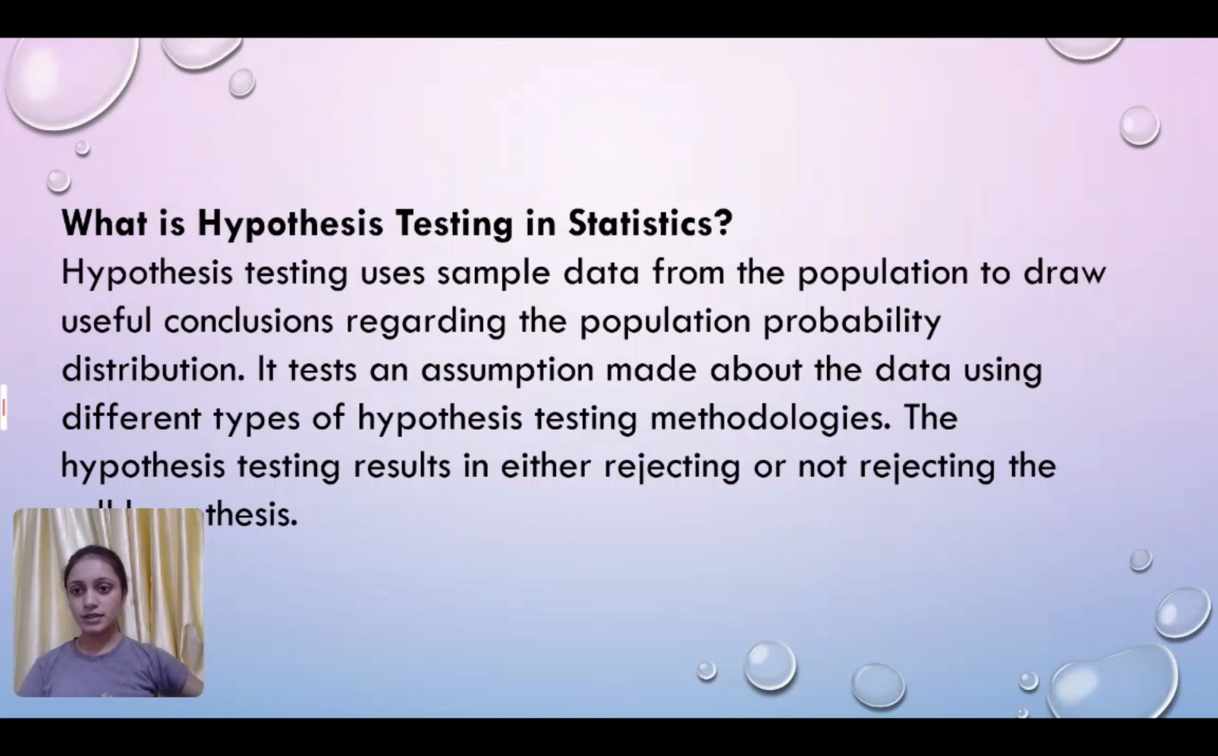What is hypothesis testing? Hypothesis testing uses sample data from the population to draw useful conclusions regarding the population probability distribution. It tests an assumption made about the data using different types of hypothesis testing methodologies, and hypothesis testing results in either rejection or non-rejection of the hypothesis.